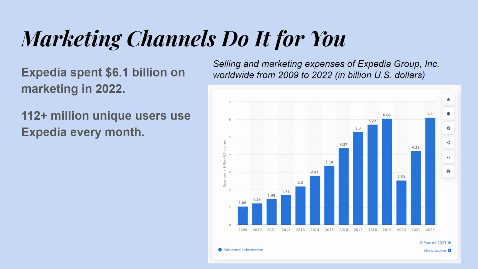112 million unique users use Expedia every month. That's why marketing channels are so helpful for both guests and properties. For guests, it's a centralized place to search for accommodation and travel options. For the property, it's a great way to tap into a massive audience you wouldn't otherwise have access to.